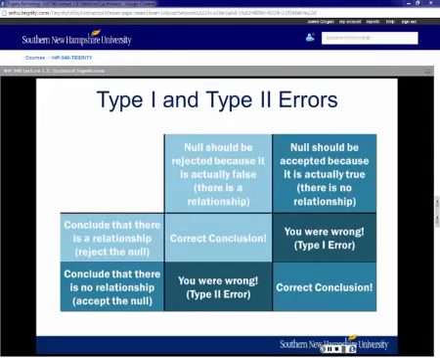This is the same table, except I've layered on some new language here. In that first row, I conclude there is a relationship. When I conclude there is a relationship, I am rejecting the null. The null says there's no relationship, so I reject it because I'm saying there is a relationship. Again, I could be right or wrong. If I'm right, good for me. If I'm wrong, I've made a type 1 error. The other case is where I conclude there is no relationship, so I accept the null because the null says there is no relationship. If I'm wrong about it, that's a type 2 error.